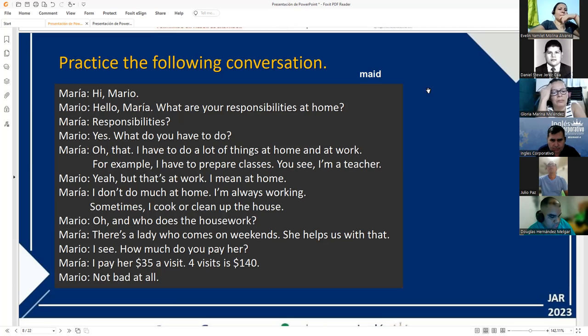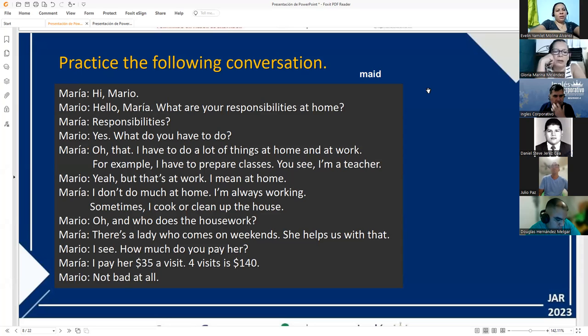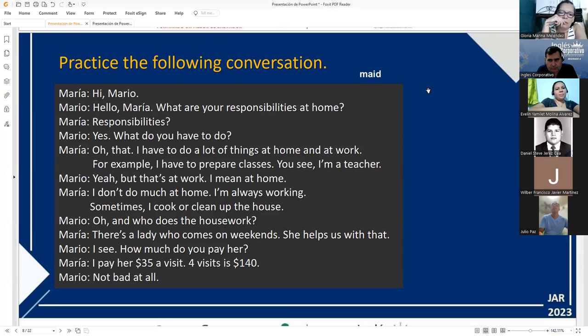Ah, I see. How much do you pay her? I pay her 35 a visit. For visits is $140. Okay. Excellent. Not bad at all. Very good. Glorita and a gentleman who wants to accompany her.